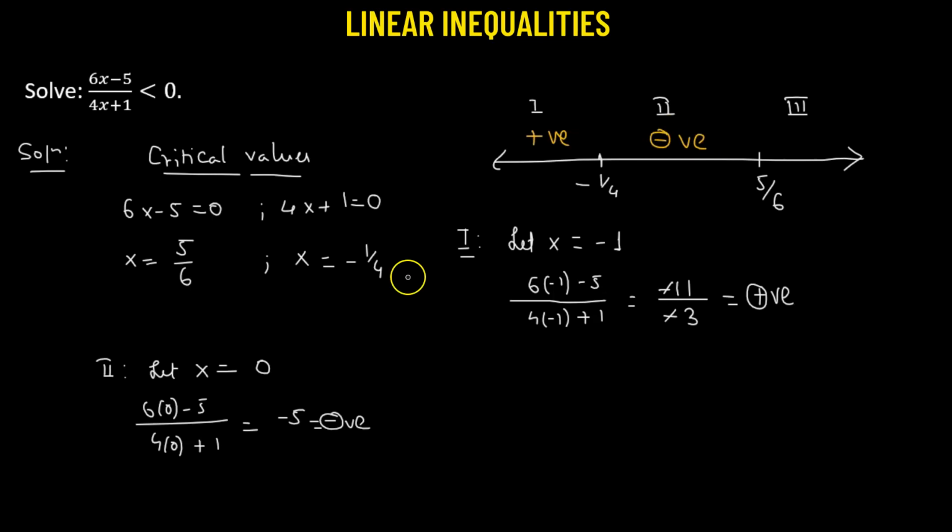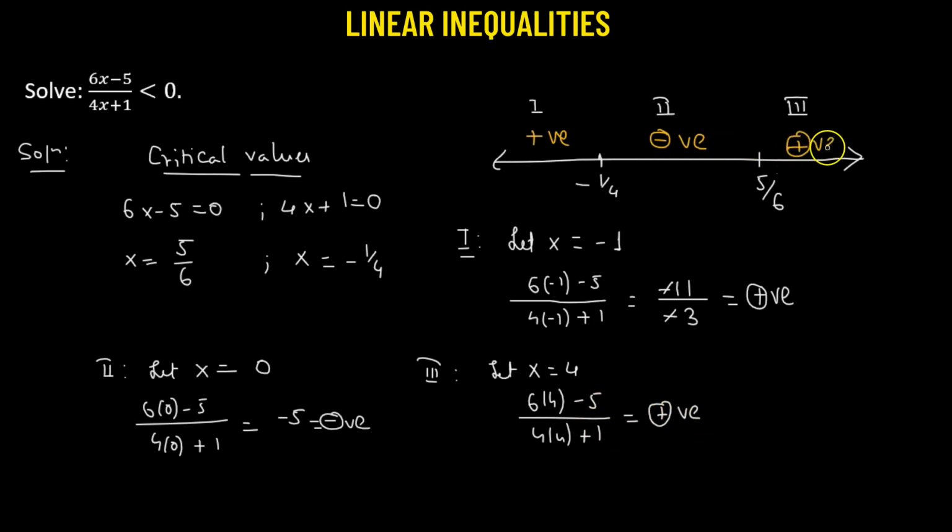And we'll finally do region number 3. So we're going to consider a number which is greater than 5 over 6, lying in region 3. So let's take the number 4. We'll have 6 times 4 minus 5 divided by 4 times 4 plus 1. When we solve this, we'll see that we obtain a positive number. That means our region 3 is a positive one.